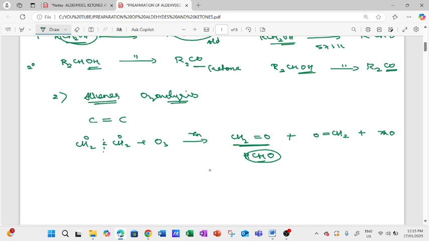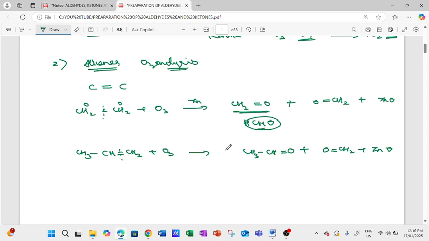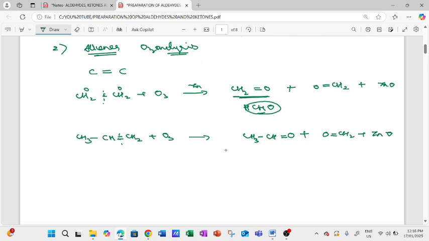Like that, if you take another alkene like CH3CH double bond CH2, it is the same method only. Add ozone, you cut the bond into two halves, like CH3CH double bond O, plus another half with another oxygen, O double bond CH2. This is how we can write the ozonolysis reaction in a simple way. The mechanism is different, where you have to write an ozonide intermediate and all. So I'm just telling a quick easy method to write the product. I hope you understood. Next is from alkyne.